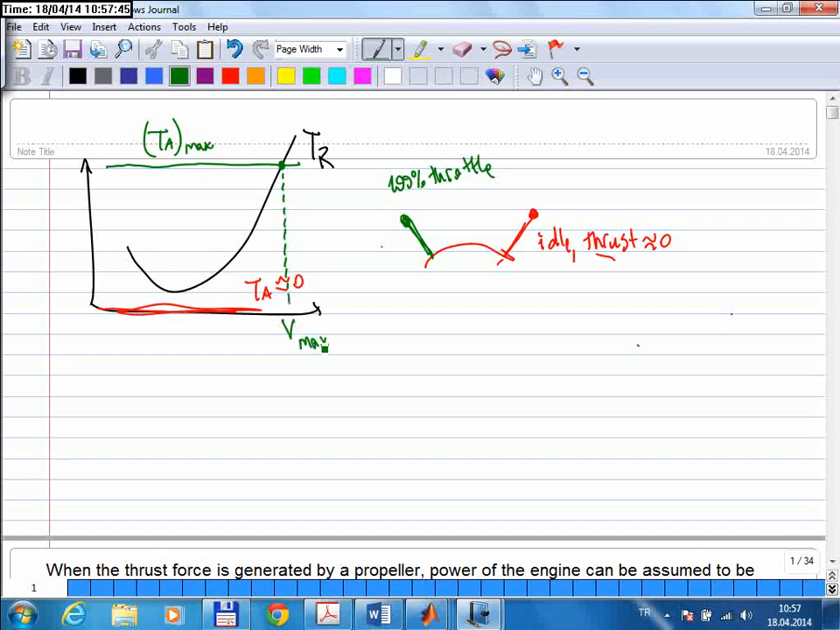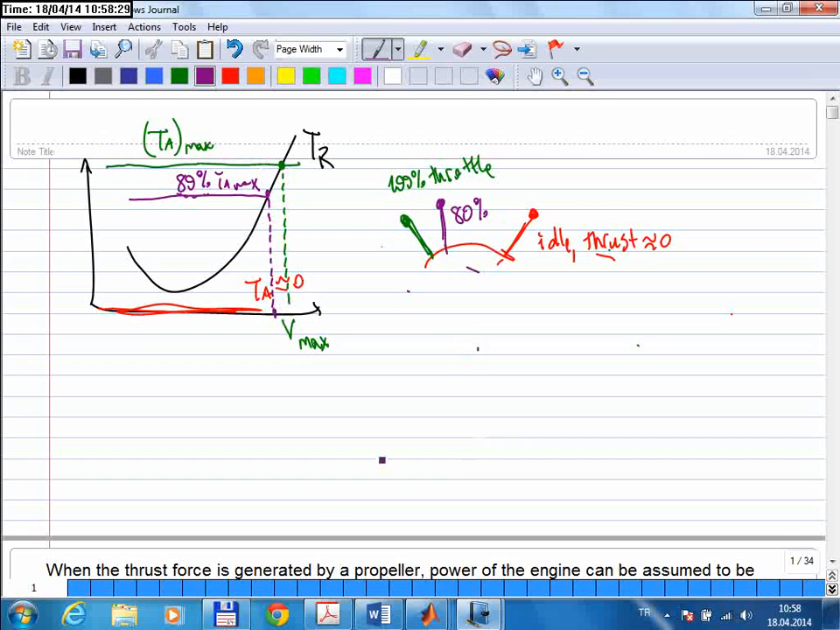Okay? So if the pilot adjusts the throttle setting, let's say the pilot brings the throttle setting to somewhere here, and let's say this is 80%, then at 80% the available thrust will be reduced. Okay, so this is 80% TA max. And then the aircraft will naturally slow down. And let's assume that the altitude doesn't change, okay? So the aircraft slows down, but the pilot controls the aircraft such that it maintains the altitude. In that case, it will slow down to this speed. So at 80% throttle setting, the aircraft will be flying at this speed.